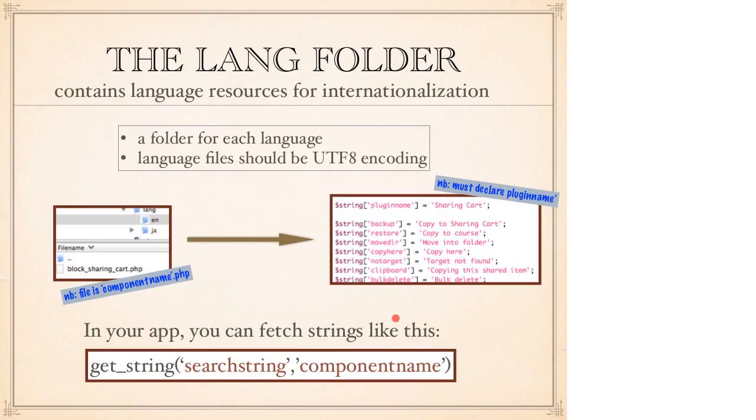And to pick up those strings, you just put get string, then the name of the string that you're looking for, and then once again your all-important component name. You should declare your plugin name as one of those strings. I think that's pretty much the only thing that you really have to do.